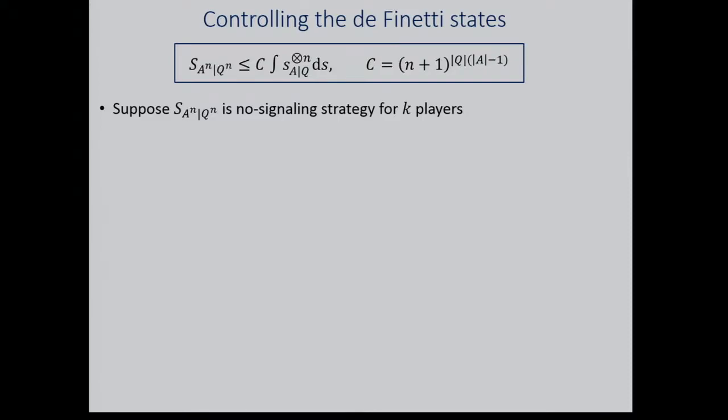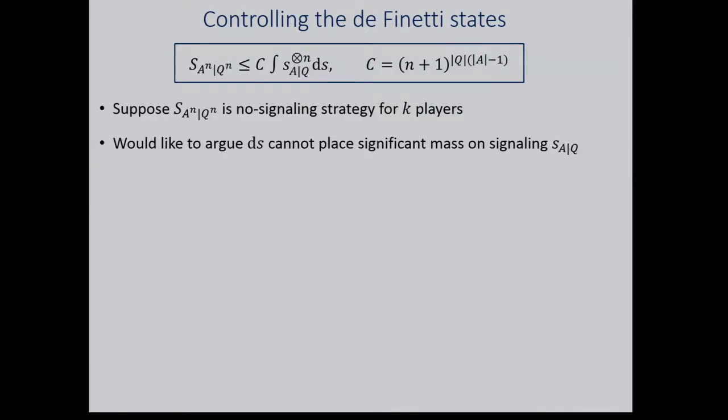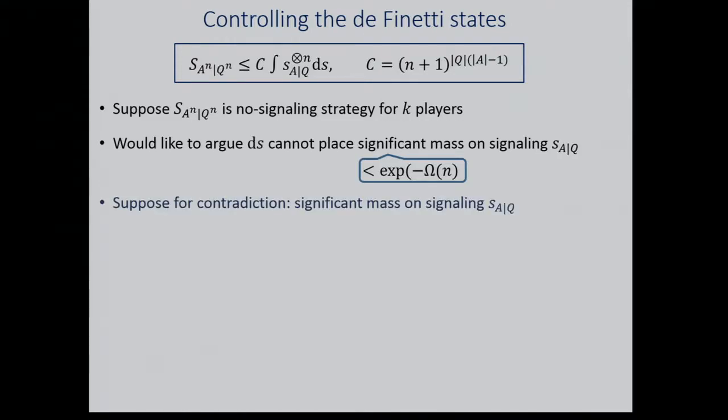And so the outline of the argument is this. Suppose that we start with something honest, a no-signaling strategy for the players, and we'd like to argue that this measure here doesn't place too much mass. We're shooting for exponential decay in these success probabilities, so we're shooting for really small mass on things that we cannot control. And the reasoning is by contradiction.